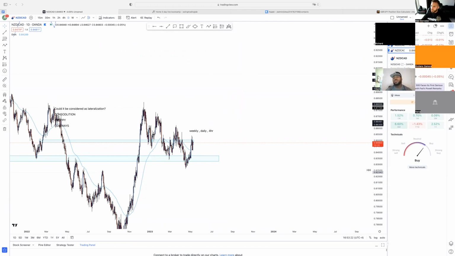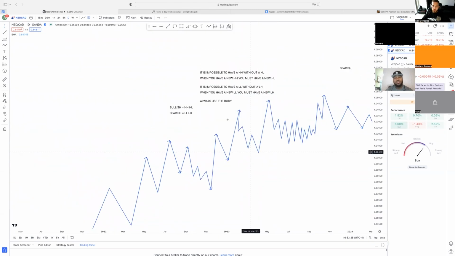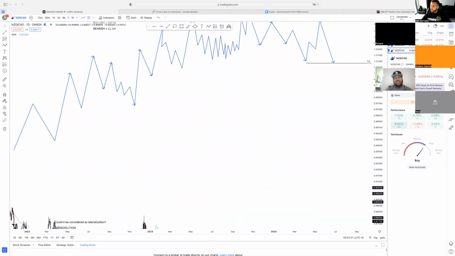Just to make sure, this is on the candle body close, not wick. Always use the body. So yes, it's always on the bodies.